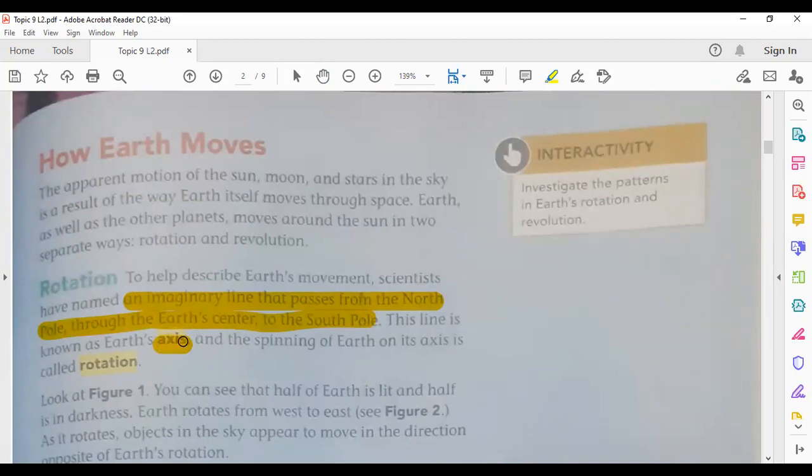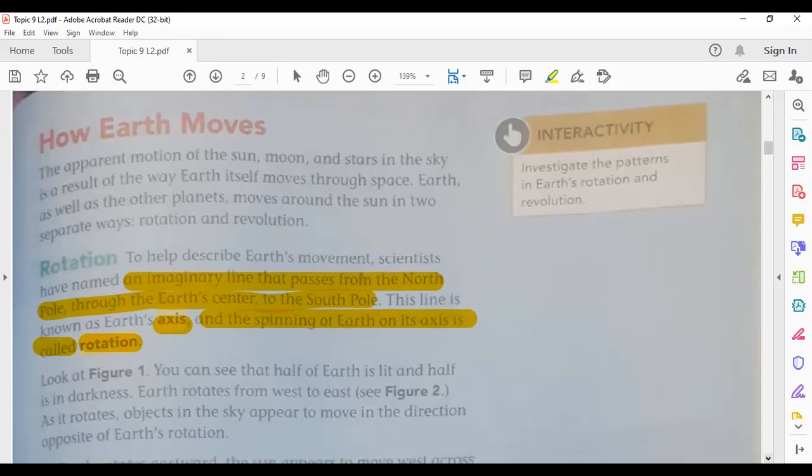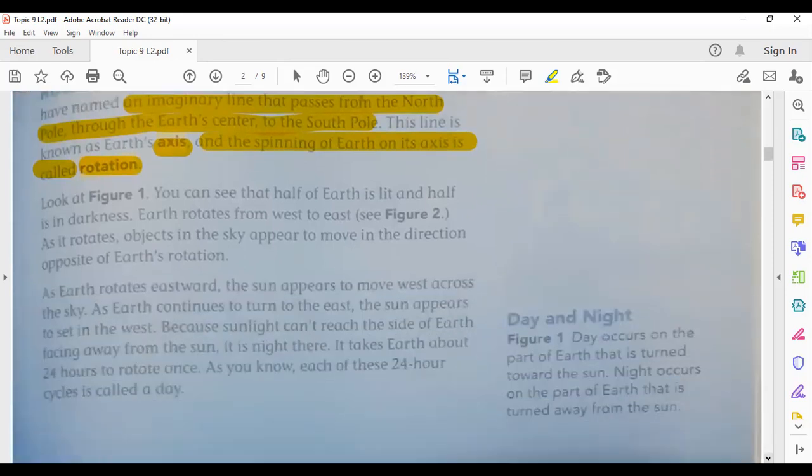Now, the spinning of Earth on its axis is called rotation. So rotation means when Earth spins, or the movement of Earth on its axis is called rotation. So Earth has two types of movement, rotation and revolution. When Earth goes around the sun, or when Earth orbits the sun, it is called revolution. And when Earth spins on its axis, it's called rotation.